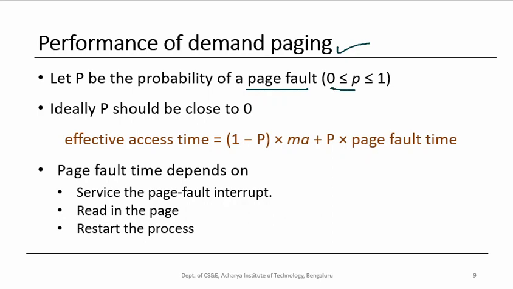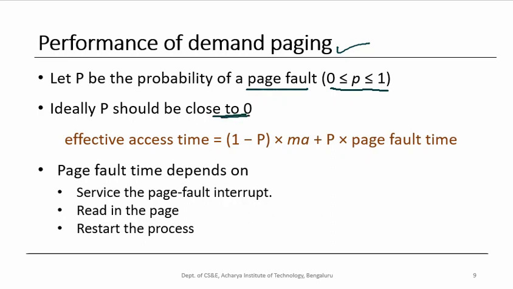Obviously its value lies within 0 and 1. Ideally the probability value should be 0, which means that there should not be any page fault at all. Whatever pages are requested by the CPU, those pages should be present in the main memory. Then only the smooth execution of a process is possible, right? So therefore the value of P should be 0. Okay, that's what I have written here.